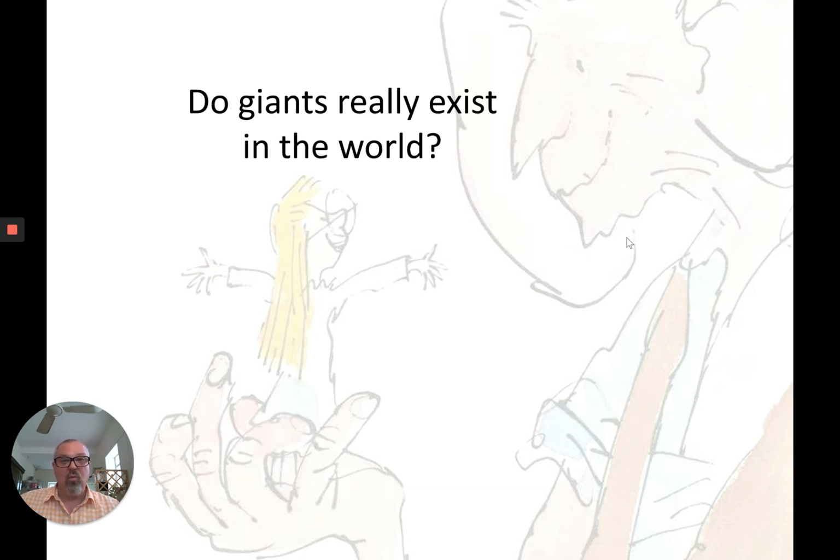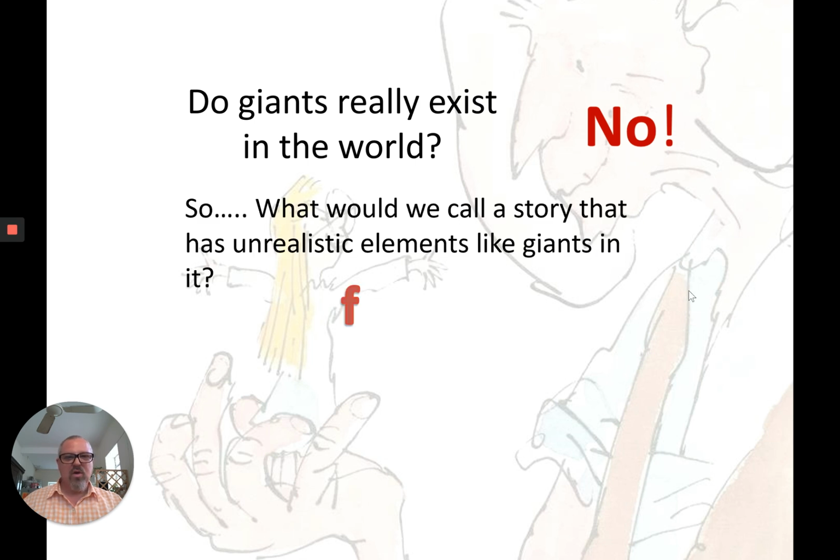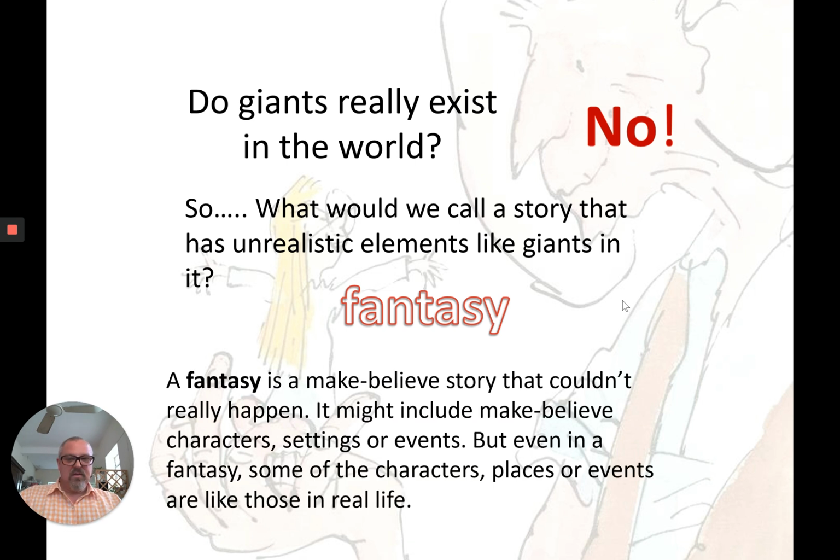Do giants really exist in the world? You know, I'm getting bigger, but I don't qualify as a giant, I'm afraid. So obviously you know that they don't. Of course not. So what do we call a story that has unrealistic elements, like giants in it? Fantasy, right? Okay, a fantasy is a make-believe story that couldn't really happen.